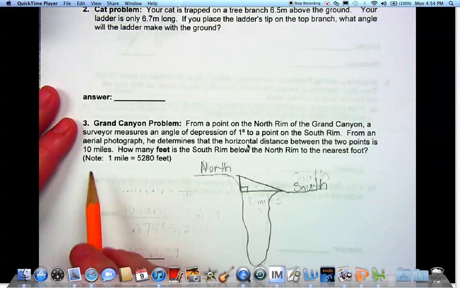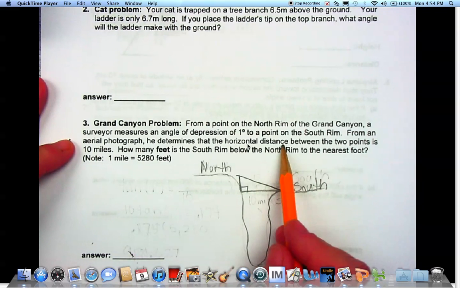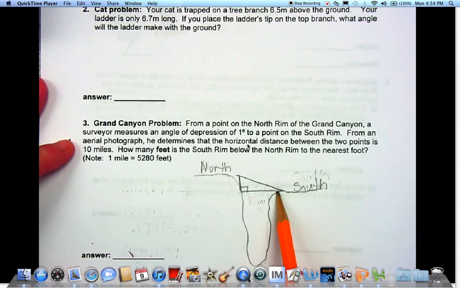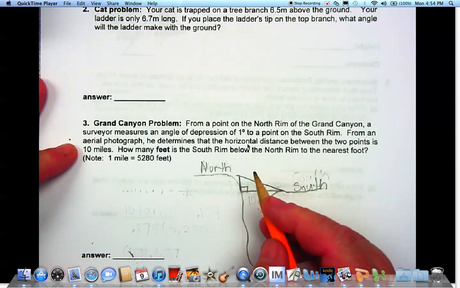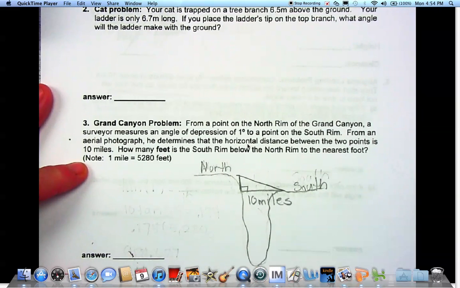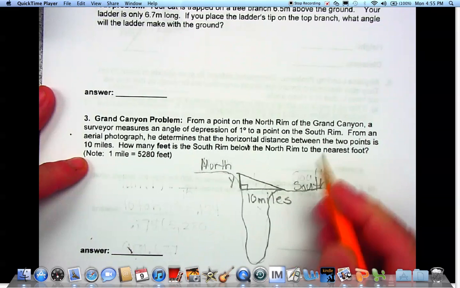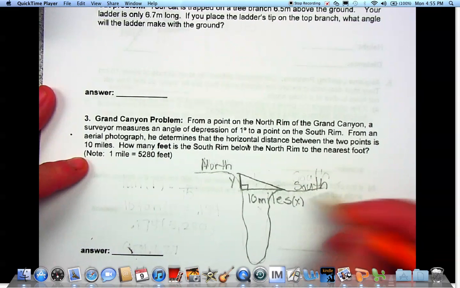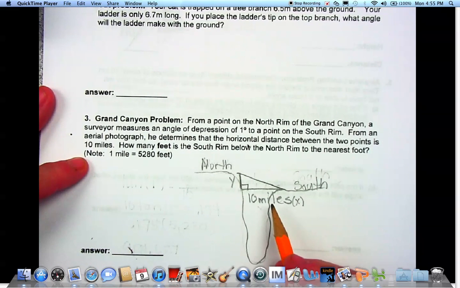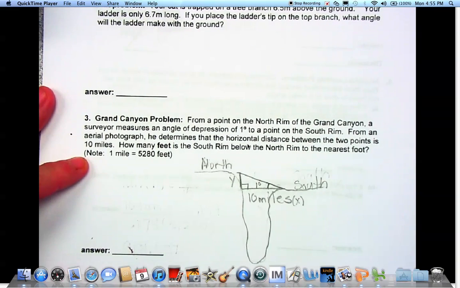Okay, and the question is, well, first of all, from an aerial photograph, he determines that the horizontal distance, which would be right here between the 2 points, is 10 miles. So this is 10 miles. And it says, how many feet is the south rim below the north rim? So we're looking for this right here, and that would be y, and this would be x. So we're going to use tangent, and it gives us the angle of depression, which is 1 degree.